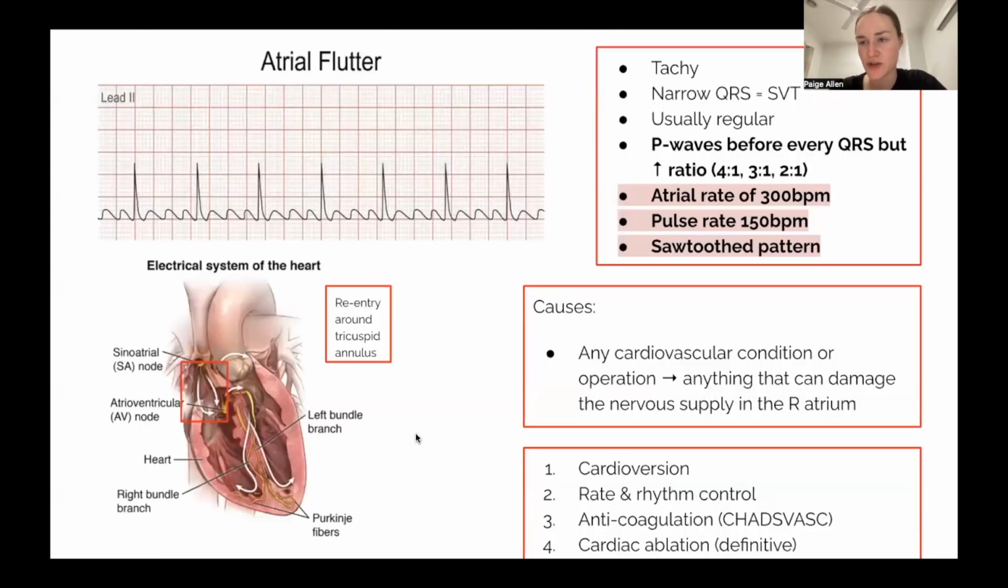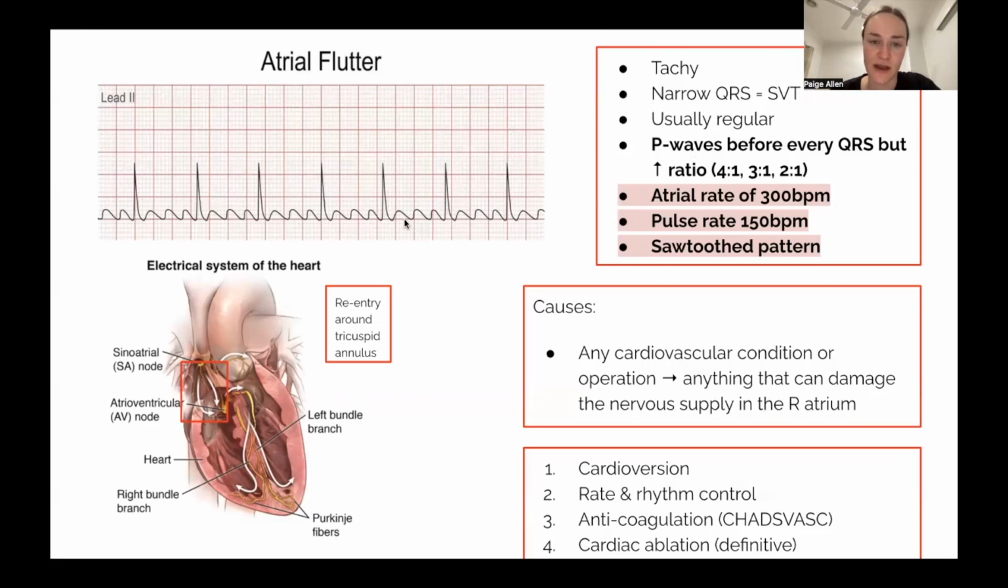I'm going to talk a little bit about atrial flutter. And since the management of them is essentially the same, I'll talk about that together in a couple slides. So atrial flutter, again, it's tachy, it's a narrow QRS, so we know it's an SVT problem. It's usually regular though, like you'll notice that the beats come quite regularly and that you do have P waves before every QRS, but it's a weird ratio.